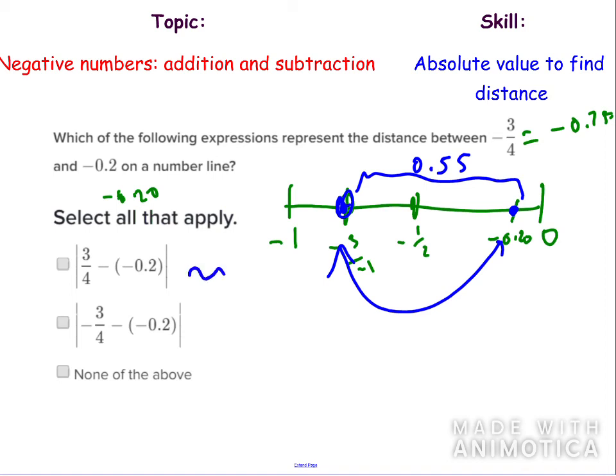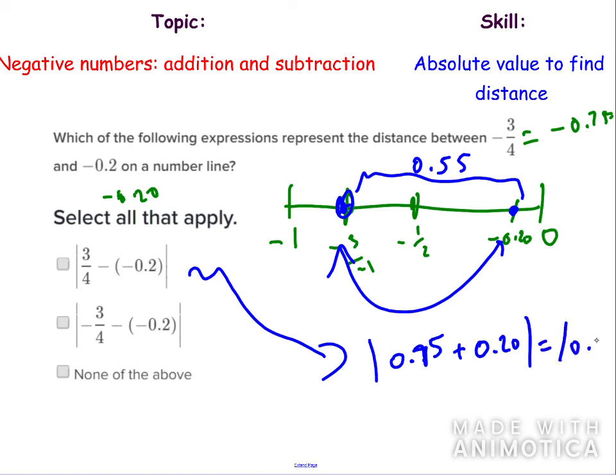Well, here, let's do the math down here, is the absolute value of 3/4. I'm going to call it 0.75. Minus negative would be plus 0.2 or 0.20, which means you'd add these two numbers up and you'd get the absolute value of 0.95, which is clearly not the right answer because that would be 0.95.